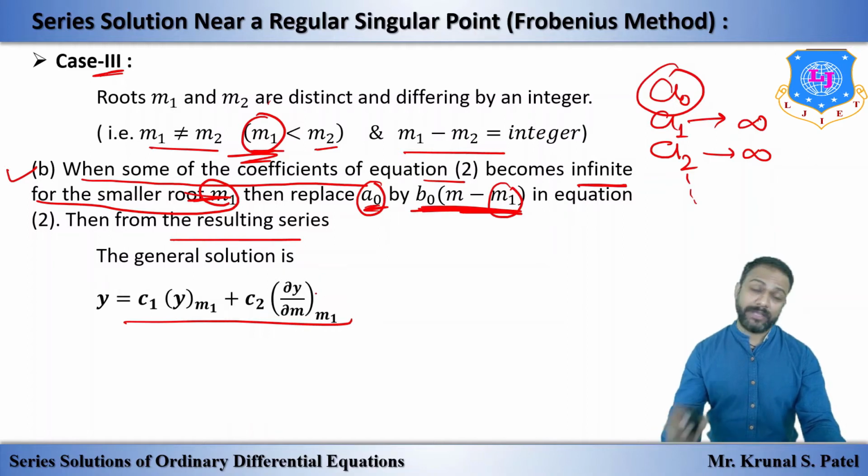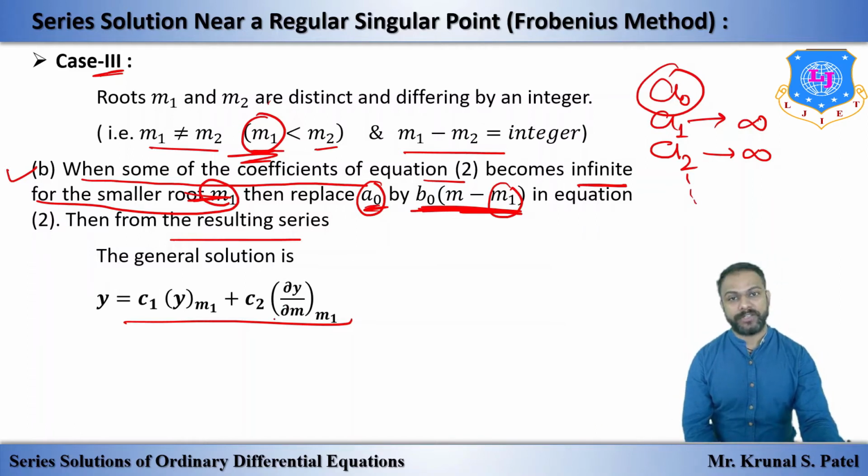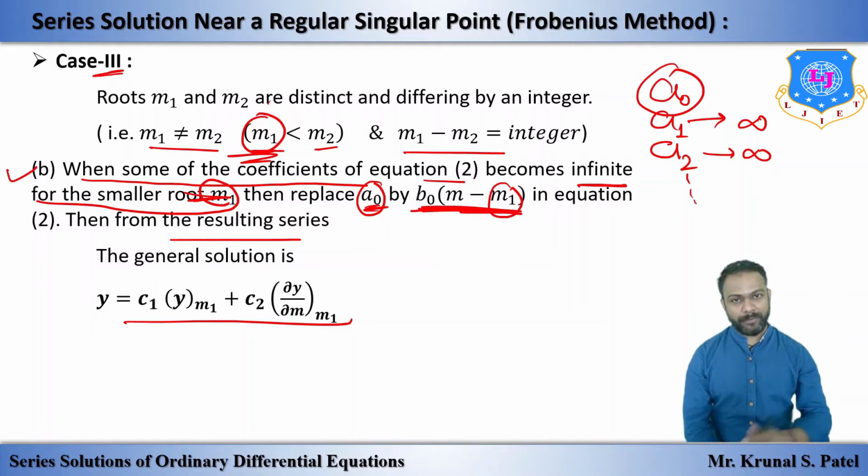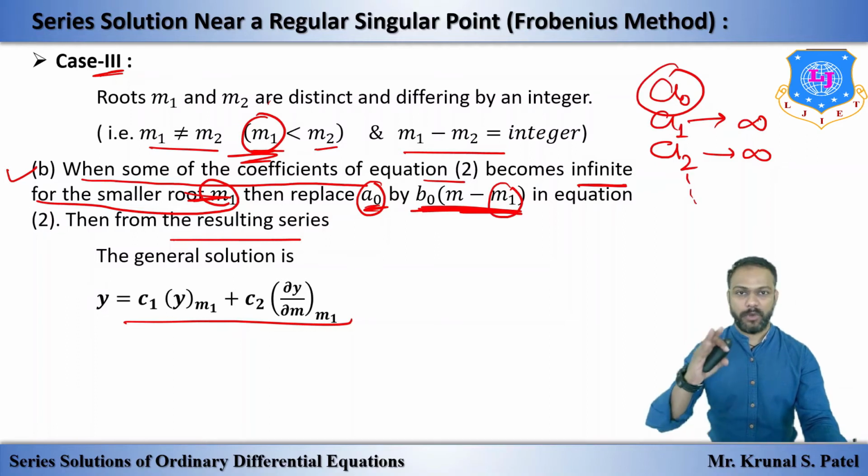Same as I told, if you solve case number 2, you will understand better for case number 3. Okay, but you have to remember both these conditions. When some of the coefficients become indeterminate, then we have to treat that coefficient as an arbitrary constant, and we will use only the smaller root.